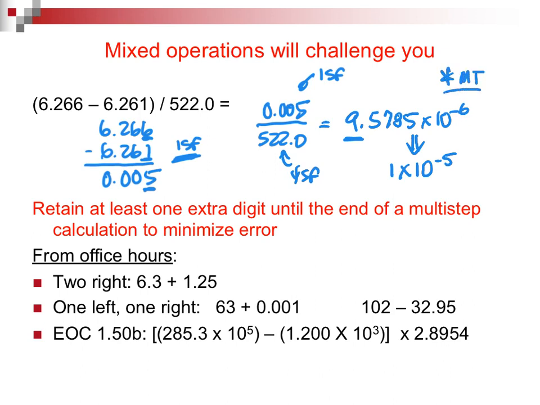The rules we shared teach you how to do it, but you need to take a step up. When you're doing multi-step calculations, please retain at least one extra digit through the entire calculation. Now, 2 slides from here, I will be doing these problems, and they came from office hours. We did the rules, but again, I say 2 right, both sig figs are on the right, 1 right and 1 left. That's what I mean by left of the decimal and right of the decimal.